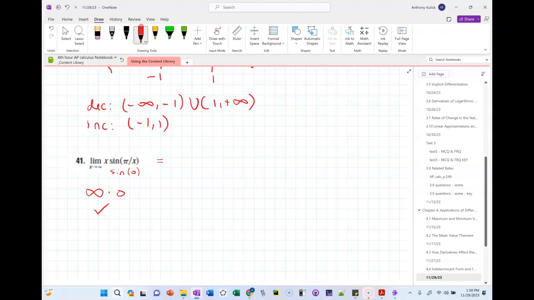Can I apply L'Hopital's rule the way this question is currently formatted? No. Why not? Because it needs to be a fraction or quotient, exactly. So how do I turn a multiplication problem like this one into a quotient? You mean the reciprocal thing? Yeah. Sure. So I can do two options, right? I can do this one, or we could do this one.